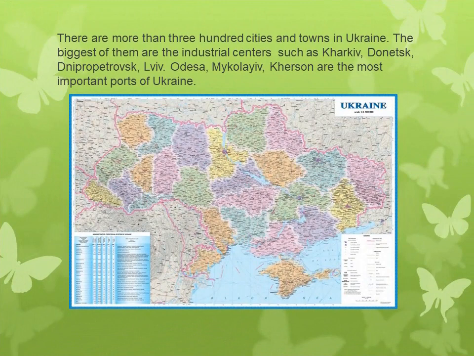There are more than 300 cities and towns in Ukraine. The biggest of them are the industrial centers, such as Kharkiv, Donetsk, Dnipropetrovsk, Lviv. Odessa, Mykolaiv, Kherson are the most important ports of Ukraine.